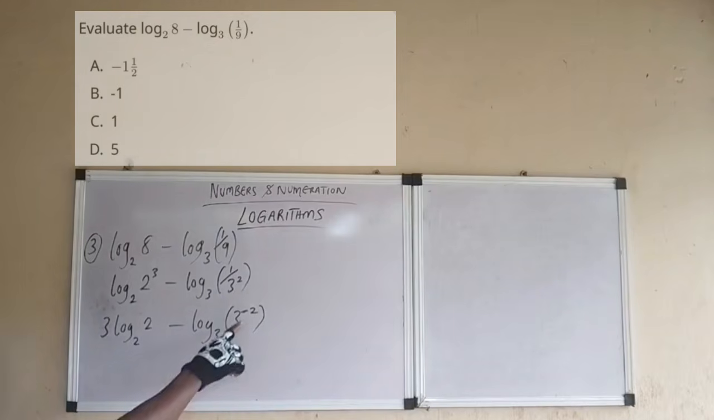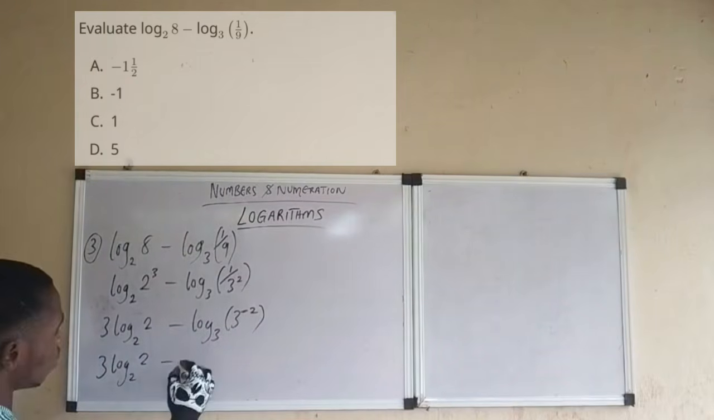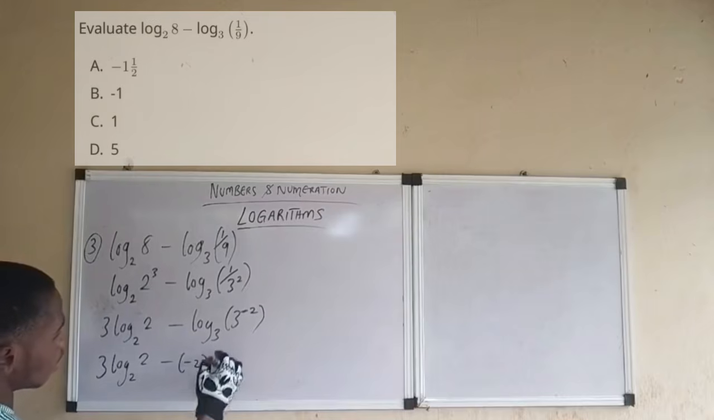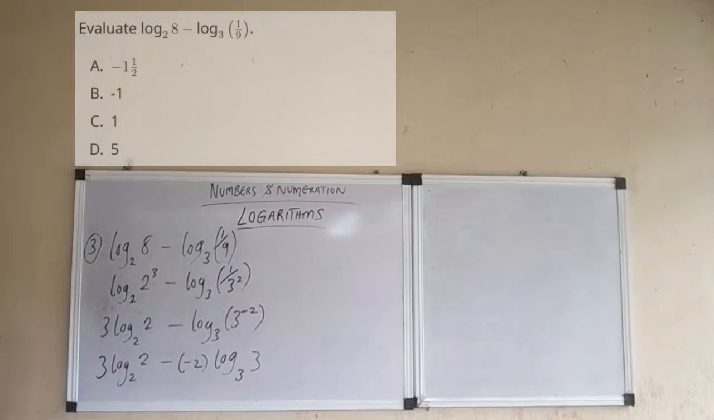So in this case, we're also going to bring this minus 2 to the front of the log. So we're having 3 log 2 base 2 minus, then this minus 2 comes to the front. Log 3 base 3. Do you understand? So that's what we're going to do in this case.